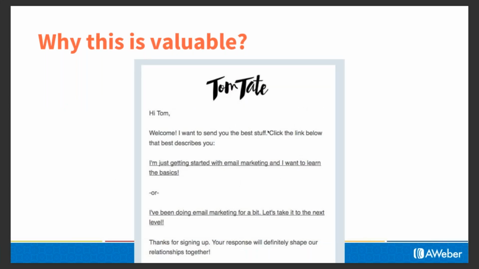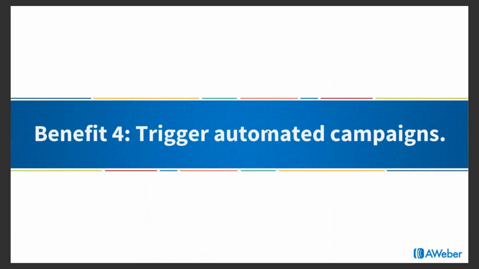So here's a quick example. I can send a broadcast or an automated welcome email that just says, I'm just getting started with email marketing and I want to learn the basics, or I've been doing email marketing for a bit, let's take it to the next level. And when a subscriber clicks on one of these two links, I will have the opportunity to add a tag. When I add that tag, I can create the dynamic segment, but I can also, and this brings us to our fourth benefit, trigger an automated campaign.